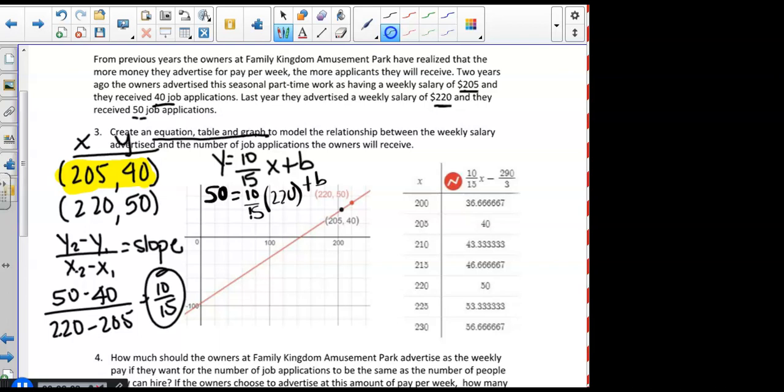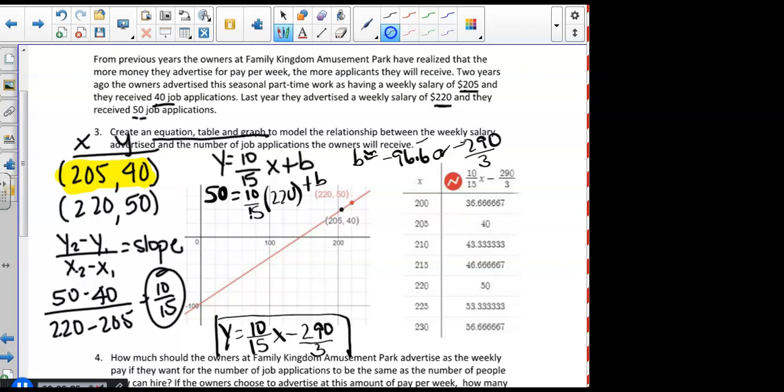You can do that math, but when I solved that for b, I did get that my y-intercept was approximately negative 96.6 repeating, or as a fraction, negative 290 divided by 3. So my equation here is y equals 10/15x minus 290 divided by 3. Just to save some room, I'm just going to erase this piece here.